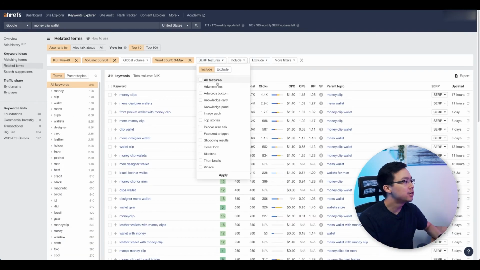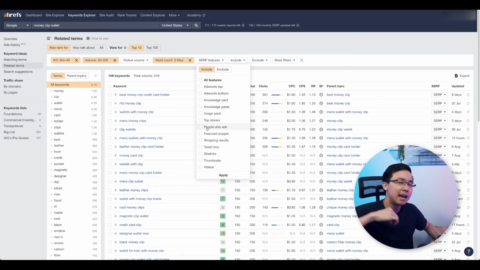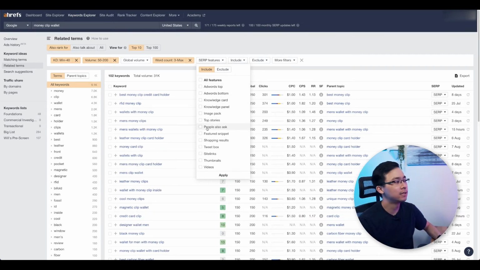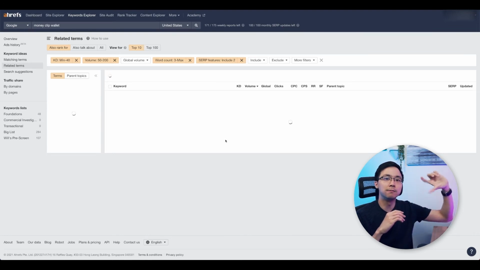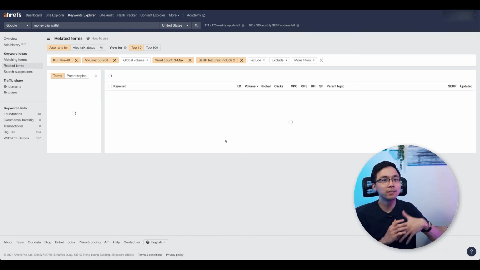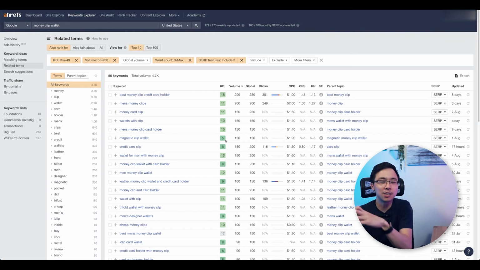So SERP features can be a great way for you to actually look at what would get you that top ranking even faster, because if you can fulfill the intent of people also ask for featured snippets, Google will actually place you at the very top. And the reason why that's really powerful is because you might not necessarily even have the best possible post on the particular topic, but you might have just answered that particular section really well.